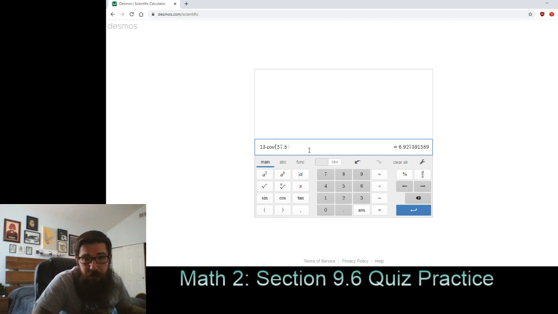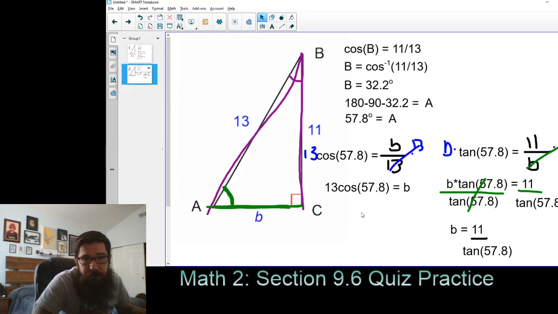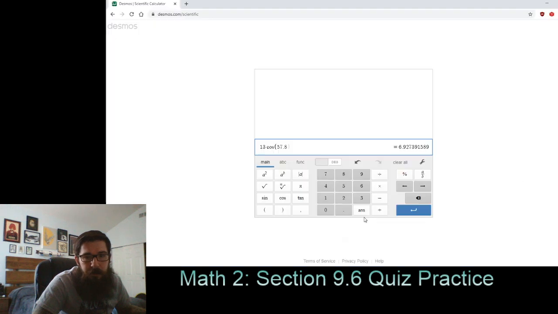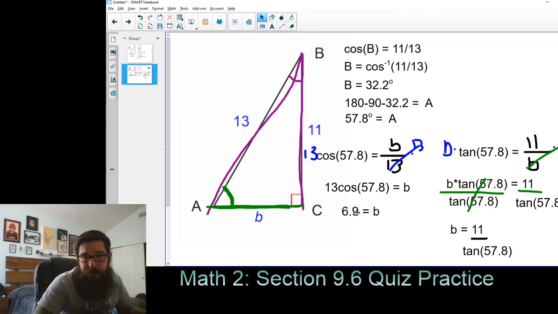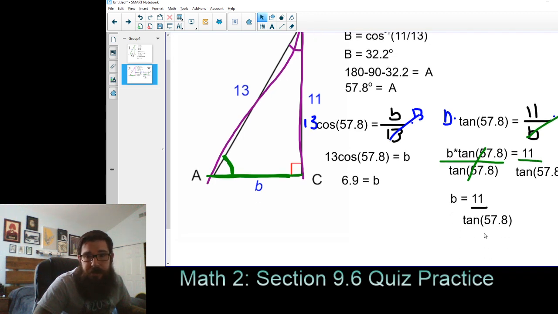13 cos of 57.8 is going to be, let's call it 6.9, right? That's how that guy rounds. I can't believe I made that mistake. It's going to drive me crazy all day. What do we say, 6.9? Yep. So 6.9 is going to equal B in this case. Cool. Let's test it the other version.